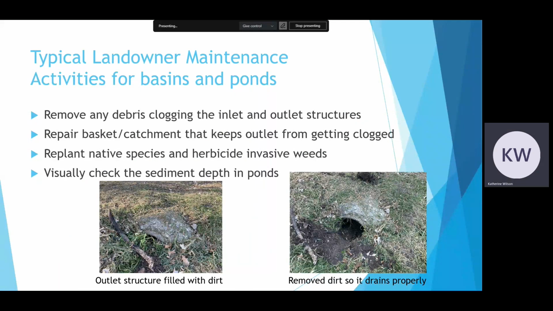For infiltration basins, you can consider replanting native species. Native species typically have better root systems that promote infiltration, and then you can herbicide any invasive weeds. For wet stormwater ponds, you can visually check the sediment depth of your pond. Are they getting full? Do you know their design depth? These are all items that are important to monitor.